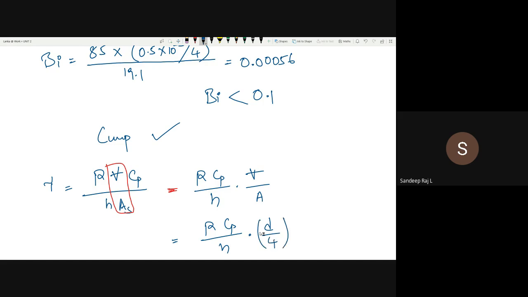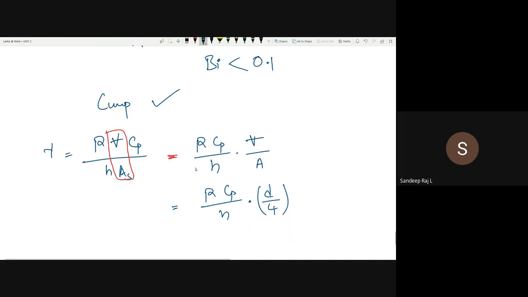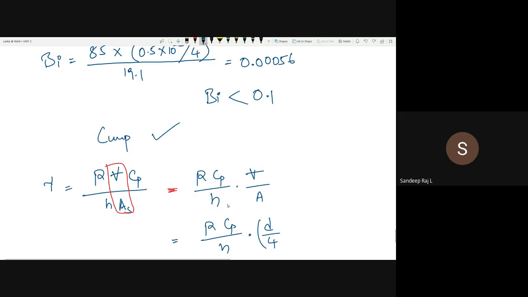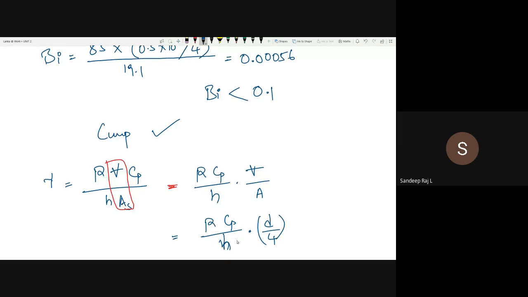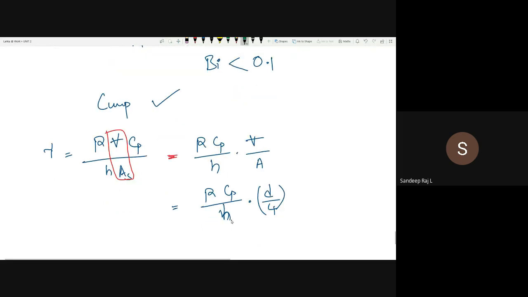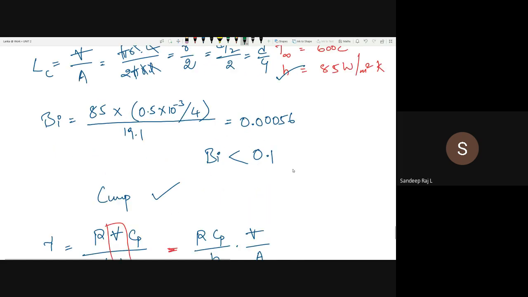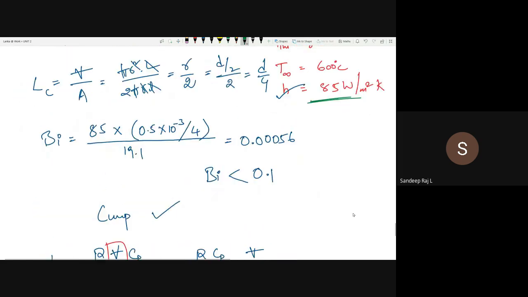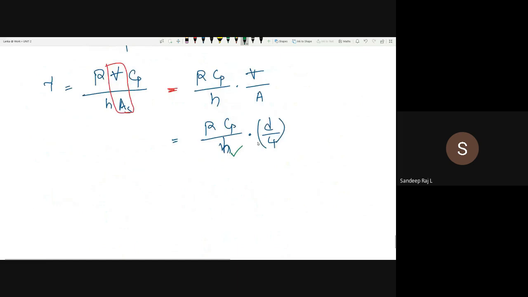D is given in the question. You can simply do this, and this is h. The h that is there in the denominator is known to you. It is given in the problem. It is 85 watt per meter square Kelvin. So the denominator is known to you. Okay. So do you know rho and Cp? That is the question here. You don't know the values of rho and Cp. So how do you get the rho and Cp values?